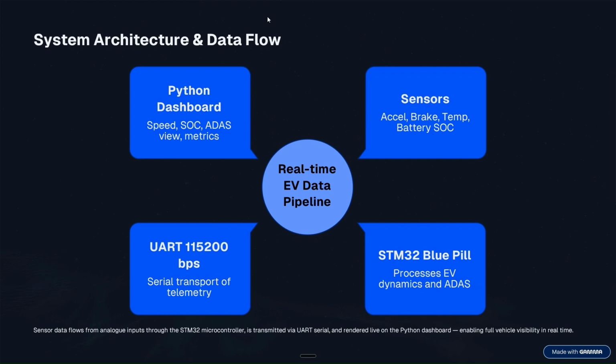System architecture and data flow. Sensor data from the accelerator, brake, battery, motor temperature and ultrasonic sensors is sent to the STM32. The controller processes the data, calculates EV parameters, performs ADAS functions and sends the information through UART at a baud rate of 115200 to the Python dashboard for real-time monitoring.